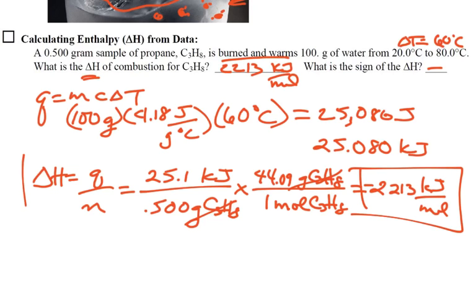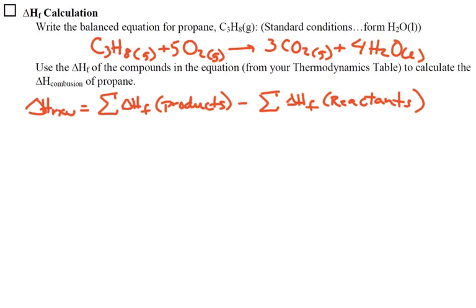So again, I'm using this idea that delta H is my Q, which I can get from Q equals mc delta T divided by n. Second thing here, I have to figure out the delta H using delta H of formations. So I'm burning my propane, and I have C3H8 plus 5 O2 turns into 3 CO2s and 4 H2Os. And because this is standard conditions, which is 25 degrees Celsius, the water would be a liquid in that case, and that's going to be important.